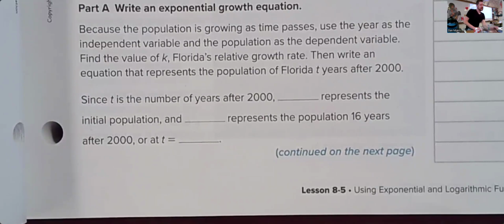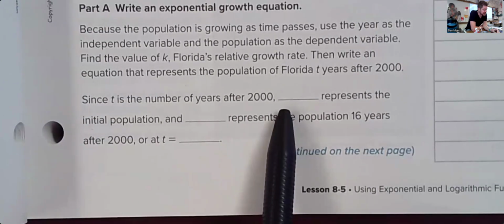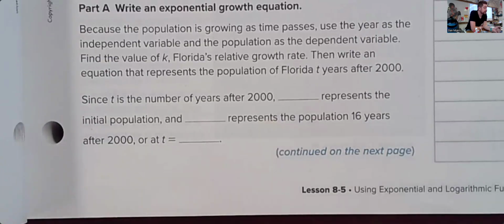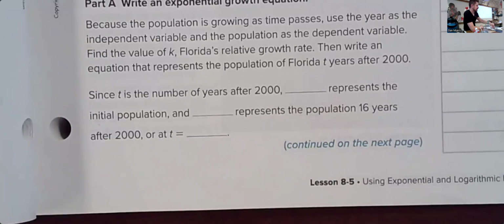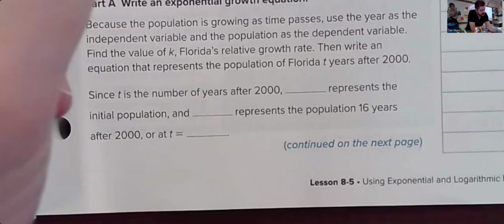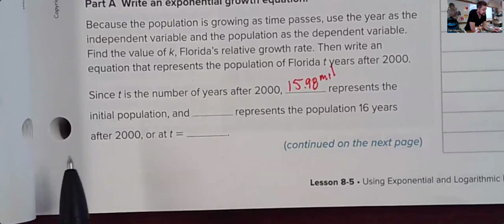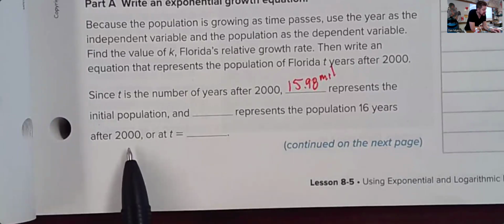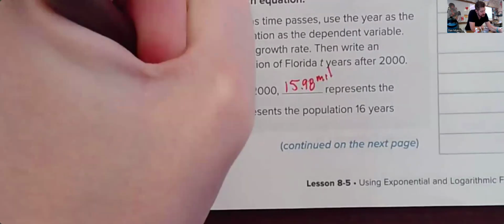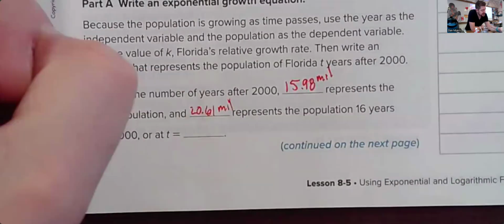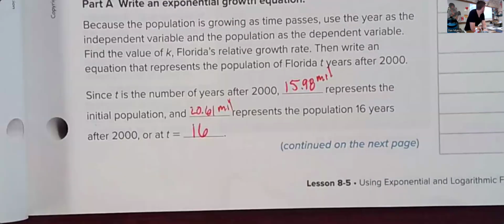So since T is the number of years after 2000, blank represents the initial population. What is the initial population here? What was the population in the year 2000? Yeah, 15.98. Now, just keep in mind, that represents million. So I'm just going to write mil next to that because we would need plenty of zeros. And blank represents the population 16 years after, so 20.61 million, 16 years after 2000, or at the value of T equal to 16. So it takes 16 years for the population to increase from 15.98 to 20.61 million people.